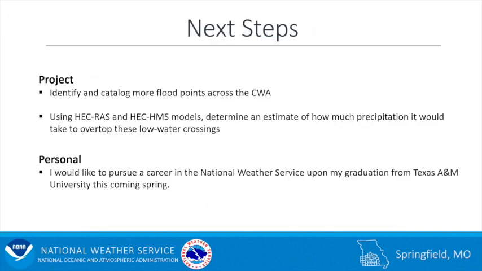So the next steps of this project are to identify and catalog more flood points across the CWA, and also perform some verification on these flood points. And also we want to use the Hydrologic Engineering Center's River Analysis System and Hydrologic Modeling System models to determine an estimate of how much precipitation it would actually take to overtop these low water crossings.